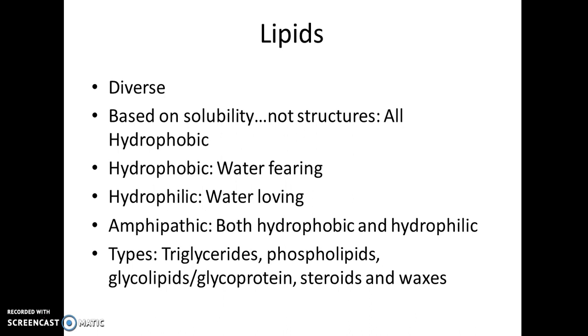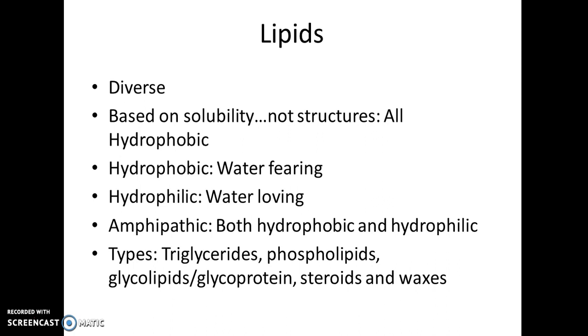Lipids are the next type of organic molecule. Now, lipids are very diverse because they are not based on any type of structure, but they're based on solubility. All lipids are hydrophobic. What does that mean? Hydrophobic means that they are water-fearing. They basically have non-polar covalent bonds. Remember, we go back to the covalent bonds, electronegativity. We can tie that into the type of molecule that we have, which are lipids. So a lot of carbons, lots of hydrogens in lipids.